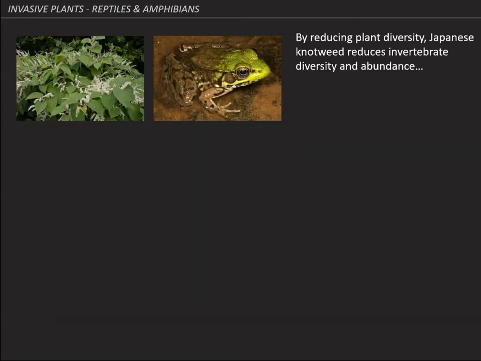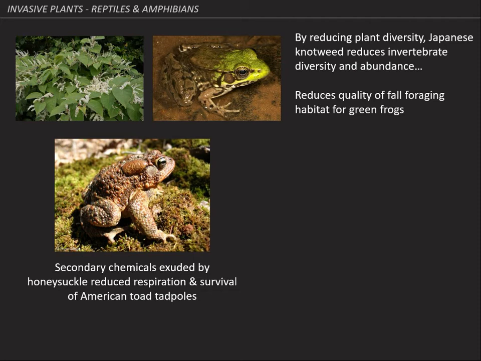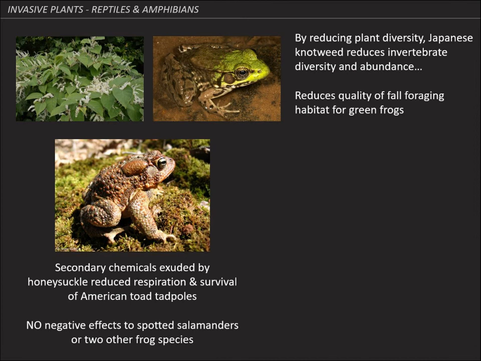For amphibians, Japanese knotweed has been found to reduce the diversity and abundance of invertebrates, primarily because it grows tall and dense and reduces overall plant diversity. This leads to a reduction in the quality of foraging habitat that green frogs use in the fall prior to hibernation. Honeysuckles can exude chemicals into temporary wetlands, and these chemicals have been shown to reduce the respiration and survival of American toad tadpoles. However, spotted salamanders and two other frog species breeding in these same wetlands suffered no negative effects.